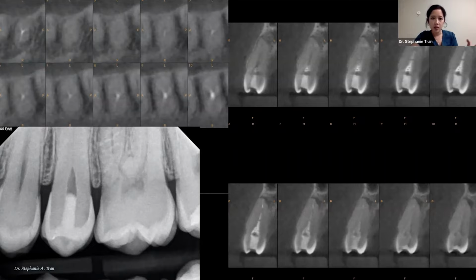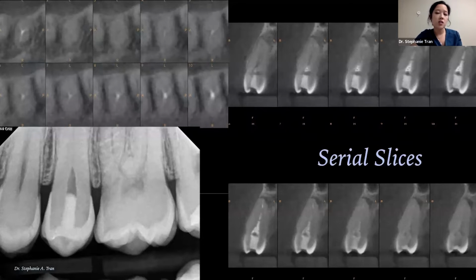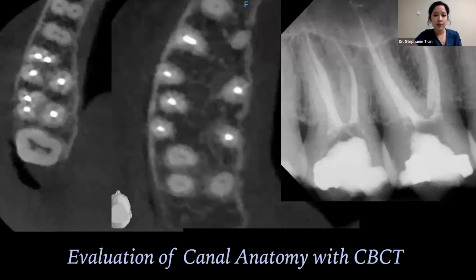So 0.1 millimeters each. That way you can see what happens and look at all the slices as a whole together and see how the canal changes or how things change within that section, and see how the root and anatomy changes as well. So these serial slices are very handy for you to be able to see if you missed anything as you were scrolling.